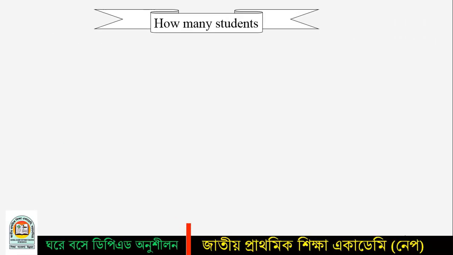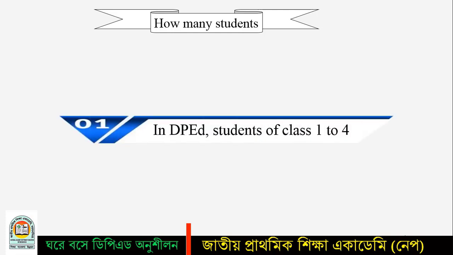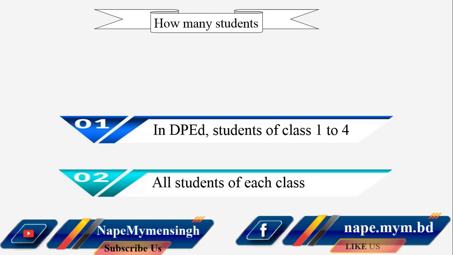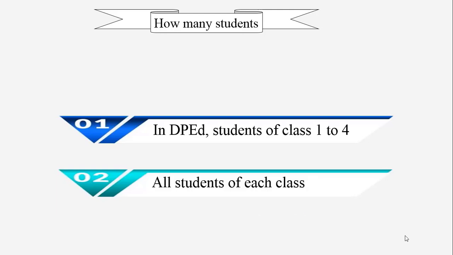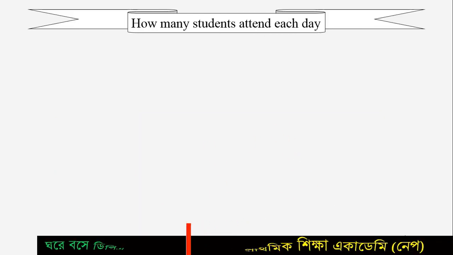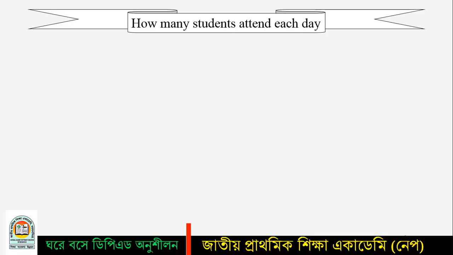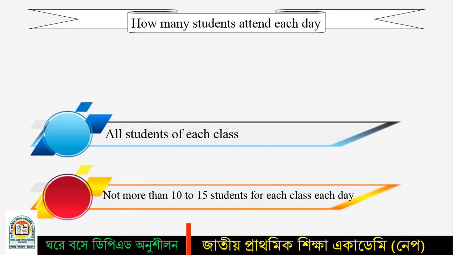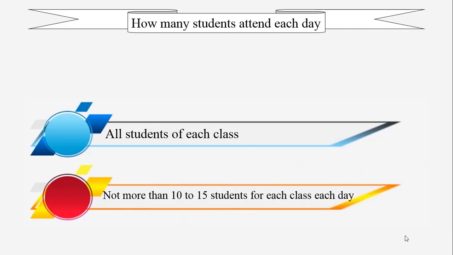How many students will participate? Students of class 1 to class 4, all students of each class. No student will remain outside the survey. How many students attend each day? All students of each class. Remember, not more than 10 to 15 students for each class each day. That means every day you have to take interview not more than 10 or 15 students.